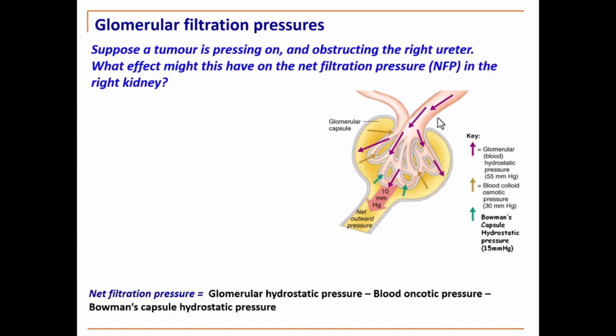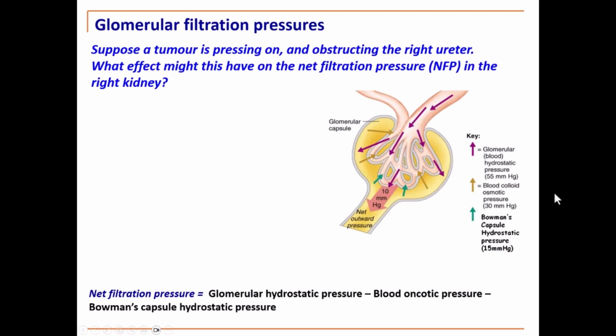So, I want you to have a little bit of a think about this question, and I'm going to give you a couple of questions all the way through. So, suppose this tumour is pressing on and obstructing the right ureter. What effect might this have on the net filtration pressure in the right kidney? So here we go, at the bottom, we've got your net filtration pressure equation, if you want to call it that, which is your glomerular hydrostatic pressure coming this way, so into the glomerulus, minus your oncotic pressure because of protein going in the other direction, minus the Bowman's capsule hydrostatic pressure because of the fluid in the Bowman's capsule forcing fluid to try and go in the opposite direction as well.